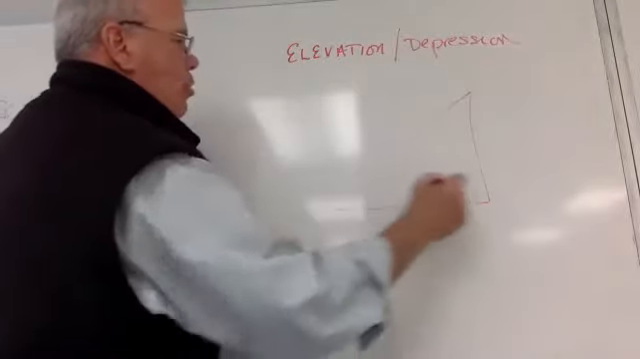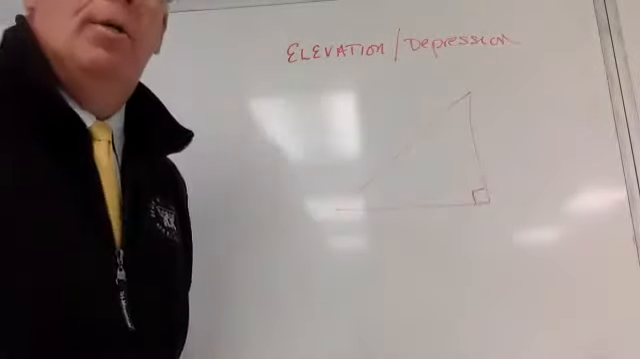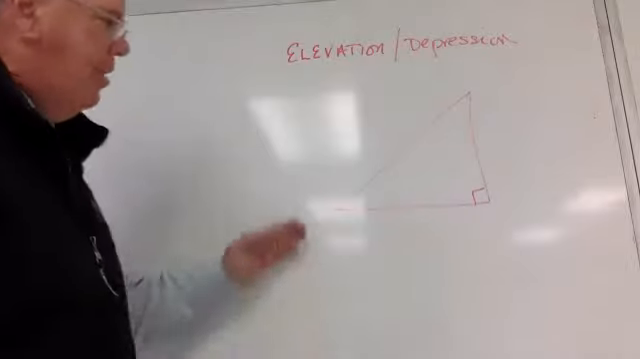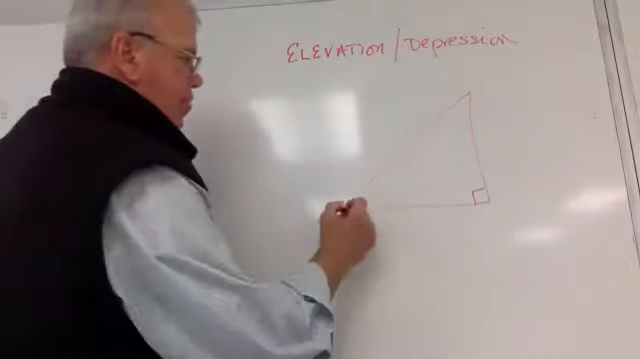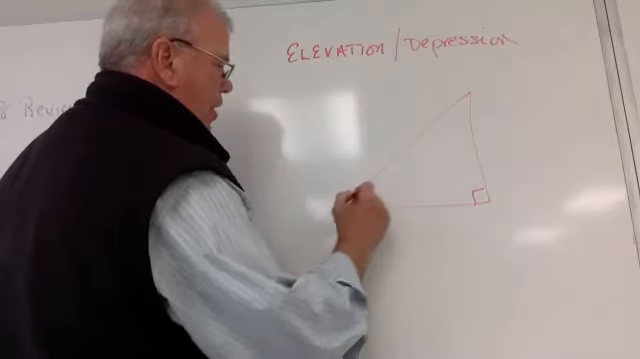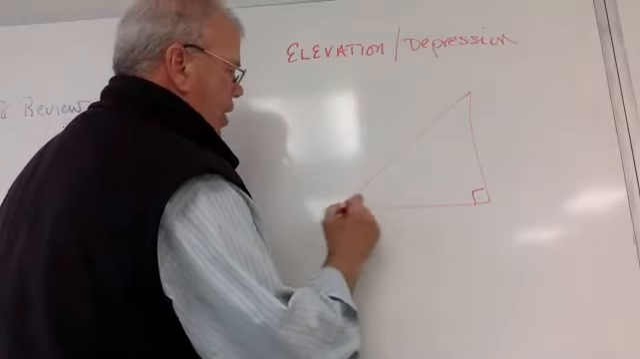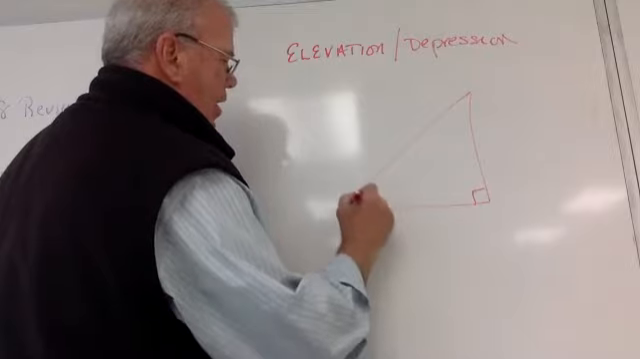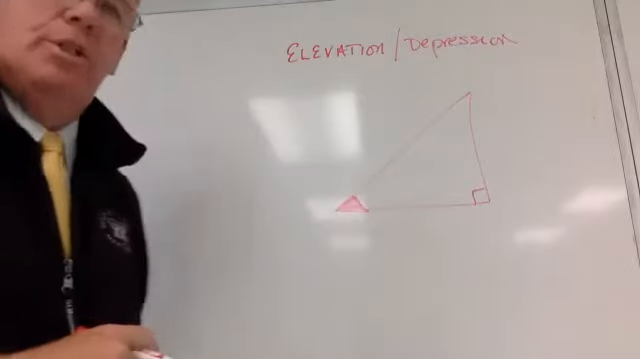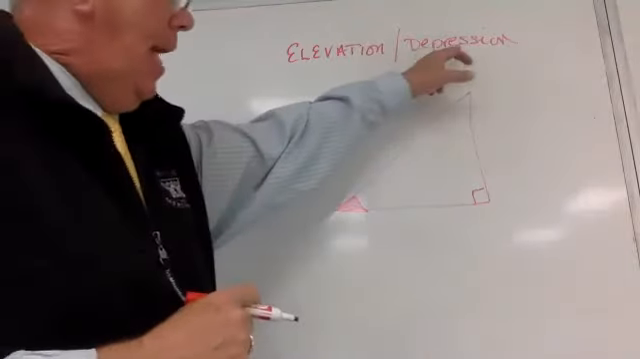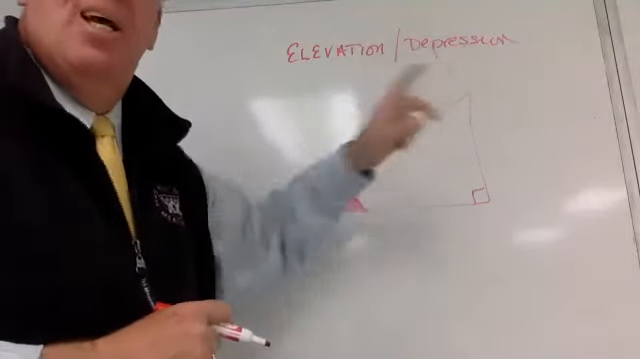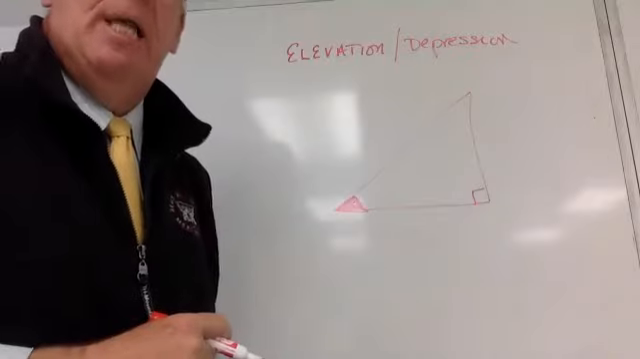Nobody gets confused with the angle of elevation, because elevation obviously means going up. So when you go up from the floor, you can't really screw that up, right? So that angle there in this triangle would be considered the angle of elevation. But when you talk about an angle of depression, sometimes guys make mistakes.